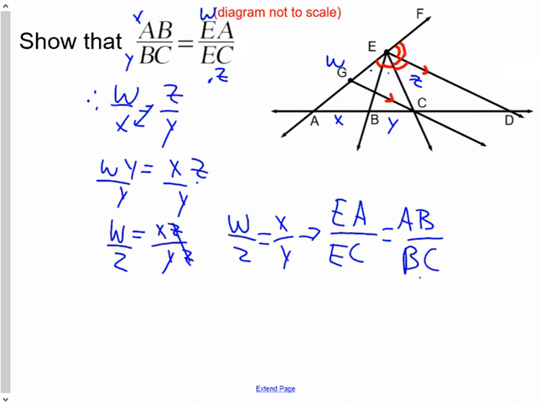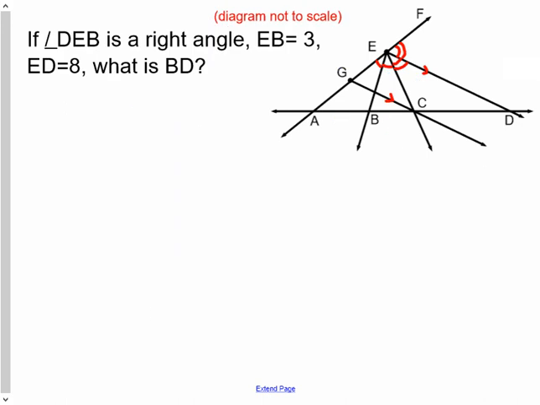One last question involving this picture. If DEB is a right angle, EB is 3, ED is 8, what is BD? They're going for the most times we can mention a theorem without telling you the theorem. Right here we got EB, DEB is a right angle. So let's say if this is a right angle, ED is 8, EB is 3, what's this segment?